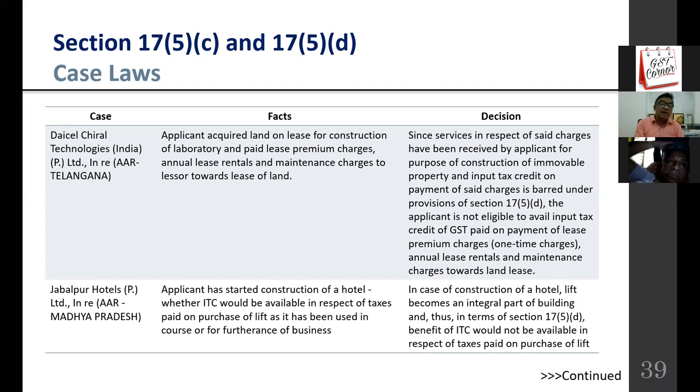In the case of Jabalpur Hotels, what they said is that we are making the hotels, and in making the hotels, we need to buy a lift. This lift is an integral part of the hotel. It is a part which is attached to the earth, as we've just defined. And that's why the Authority for Advance Rulings felt that in this case, the ITC cannot be availed by the hotel.